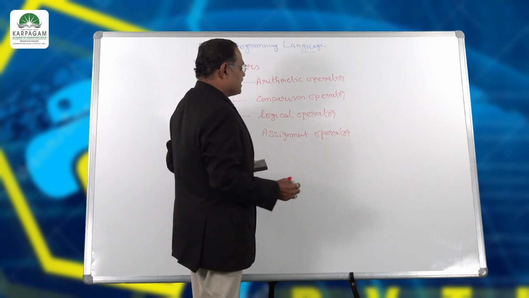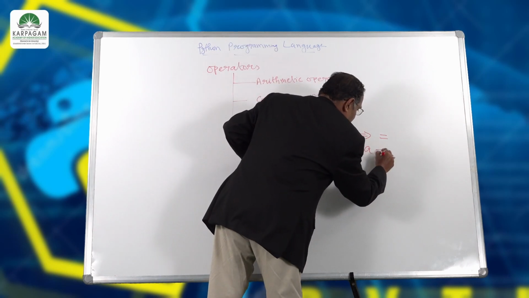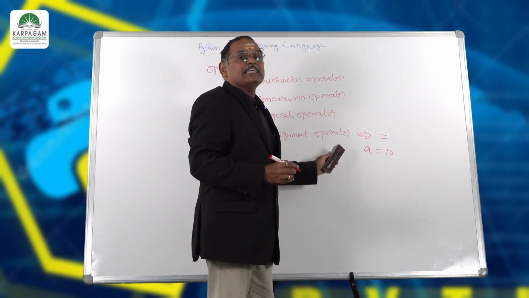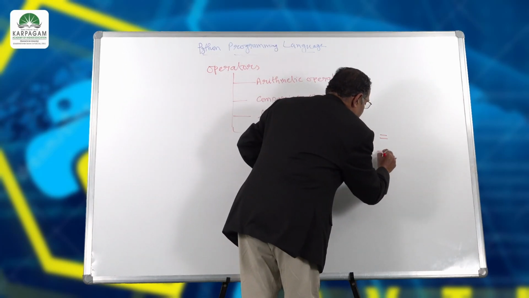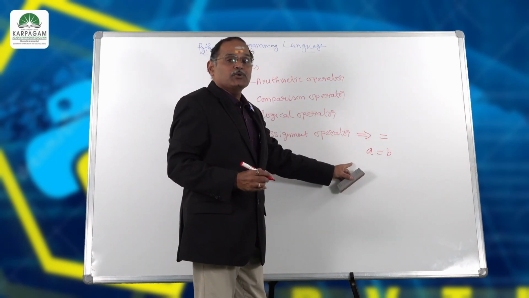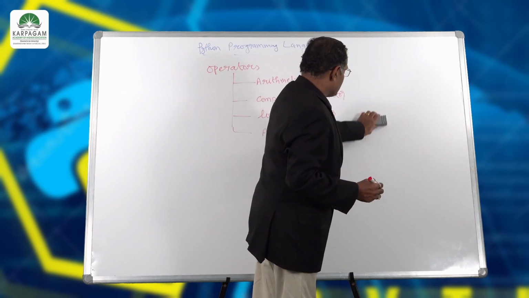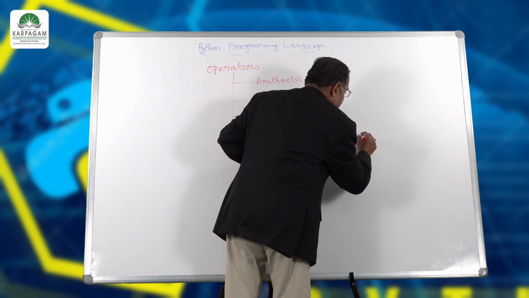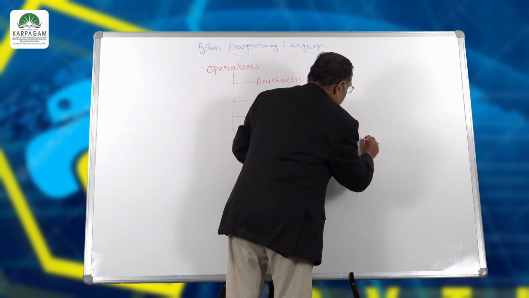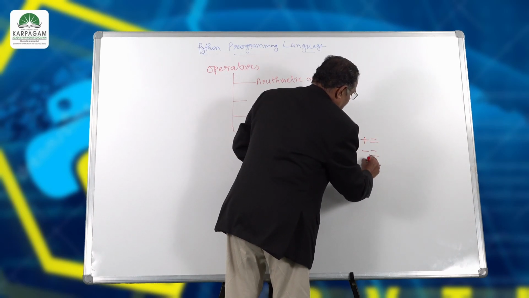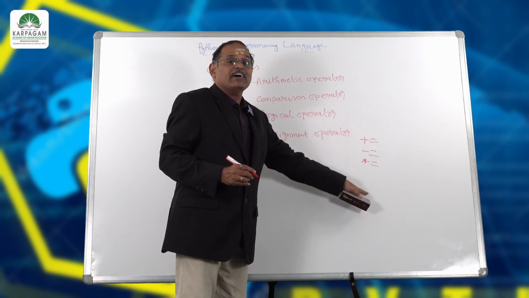What is the assignment operator? The assignment operator is equal to. For example, if I say a equal to 10, then the value 10 will be copied into a, and if I say a equal to b, then the value of b will be copied to a, from right hand side to left hand side. This is the process of the assignment operator. Then we can have combination operators, that is plus equal to, minus equal to, asterisk equal to. All the arithmetic operators can be combined with equal to.